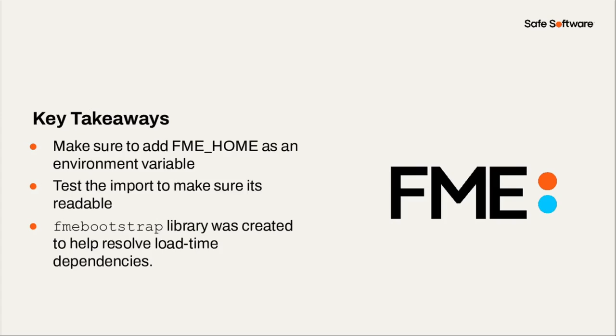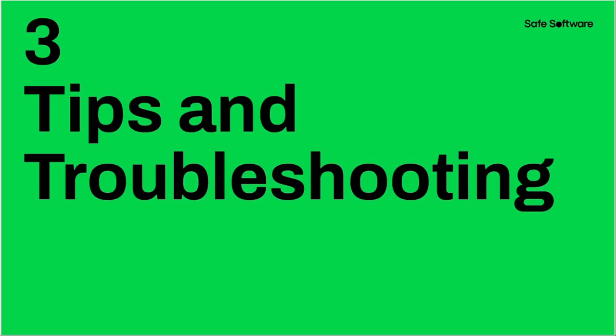And then the final point I want to make with Bootstrap, which I told you guys I was going to elaborate on later, is due to changes in Python 3.8 to stop looking through the path variable on Windows. So it's basically a Windows issue here. The FME Bootstrap library was created to help resolve load time dependencies. It basically modifies the environment so FME objects load time dependencies can be found by the interpreter.